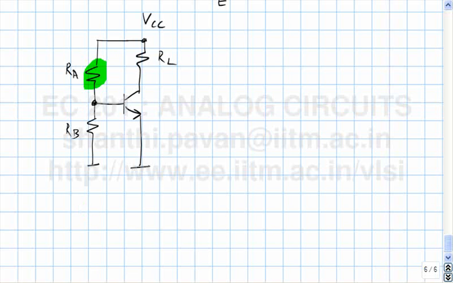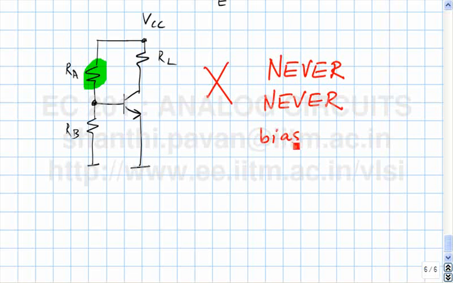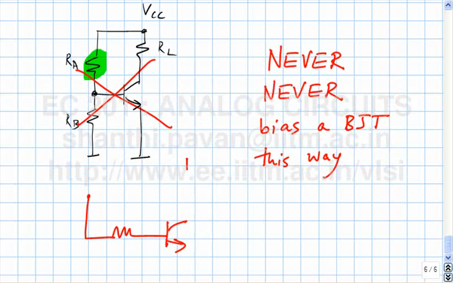So you should never bias a BJT this way. This is a common textbook problem. You call this RL, you call this VCC, you call this also VCC, you call this RB, and the beta of the transistor is given, and you're asked to find the VCE and the collector current of the transistor. Only an imbecile would do this.